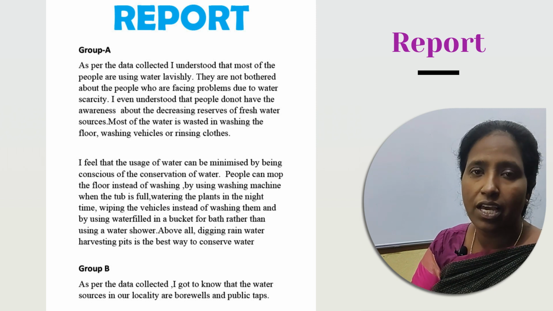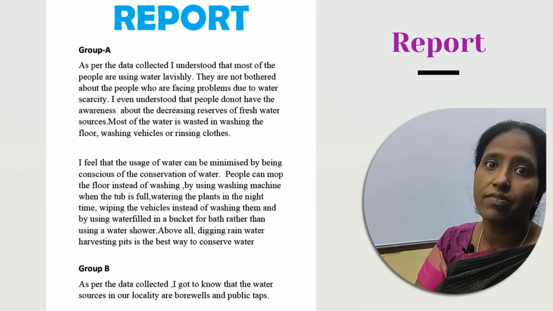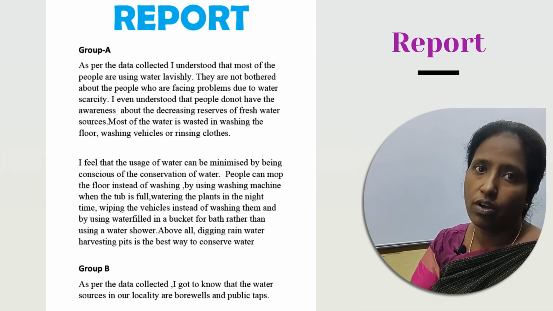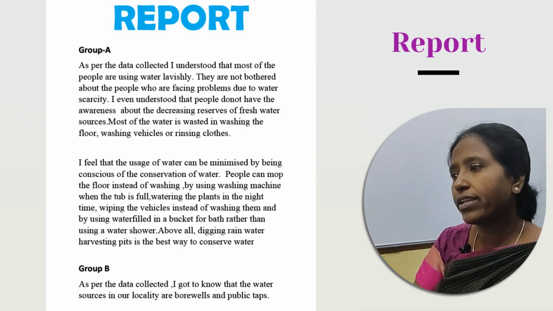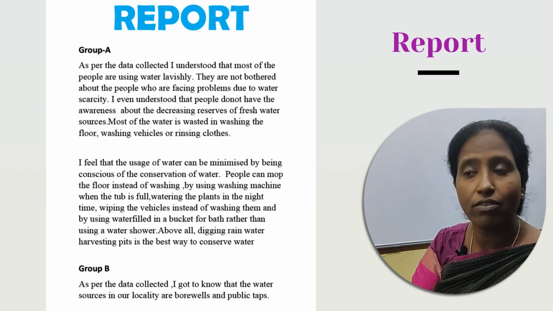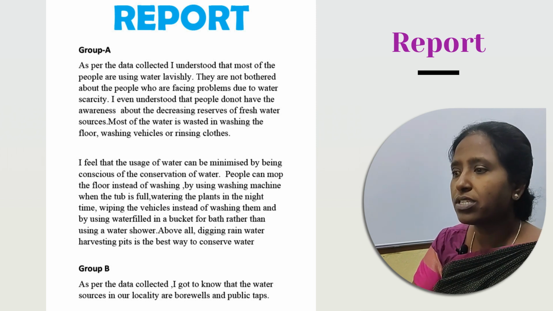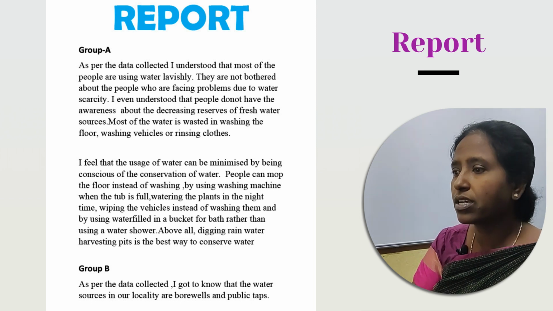Instead of using the washing machine every now and then, you can use it when the clothes are more, when the tub is full. Okay, and then watering the plants in the night time, wiping the vehicles instead of washing them, and using water filled in a bucket for bath rather than using a water shower.